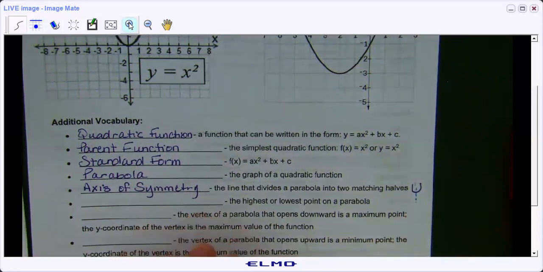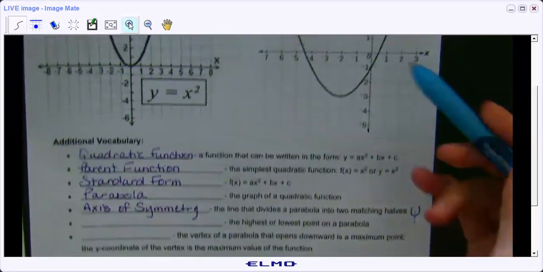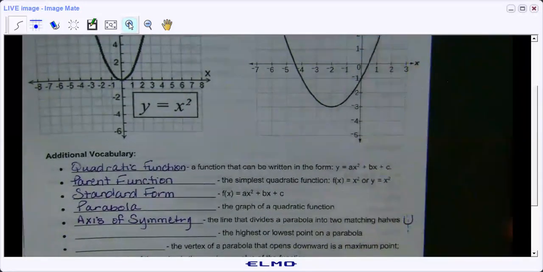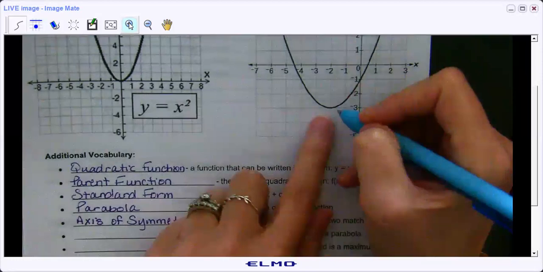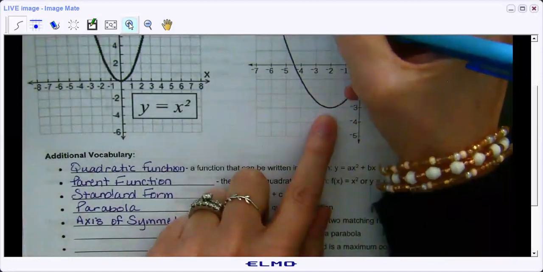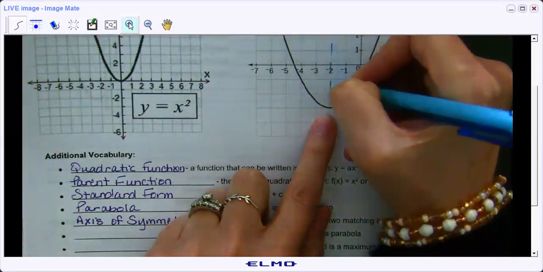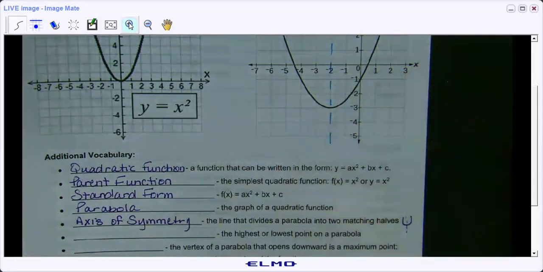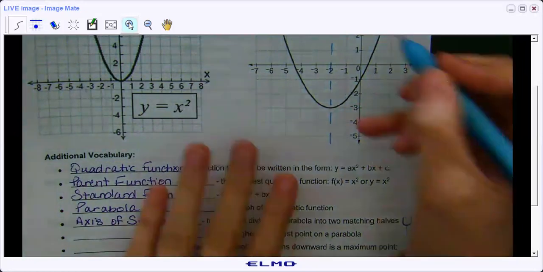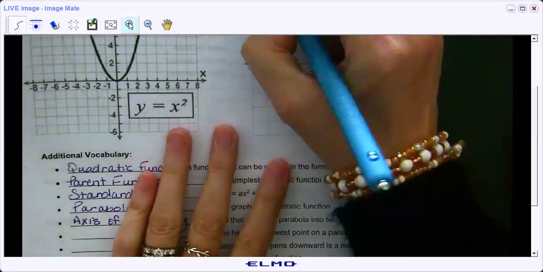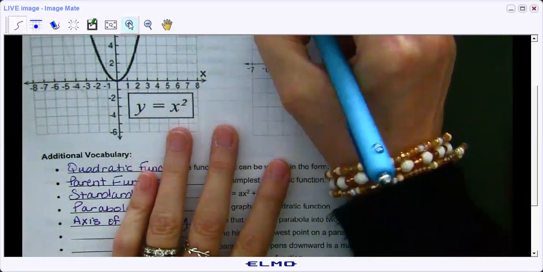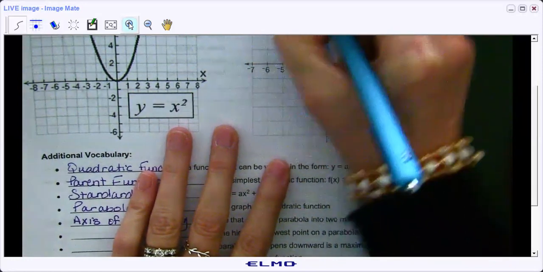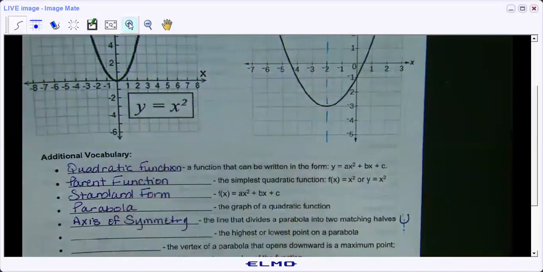Now, if I were to look over here at this parabola, the line that goes straight down the middle of our parabola would be this right here. And you're going to have to identify your axis of symmetry. So if you wanted to write that, that would be your axis of symmetry.